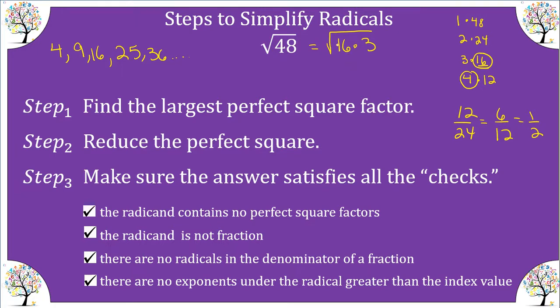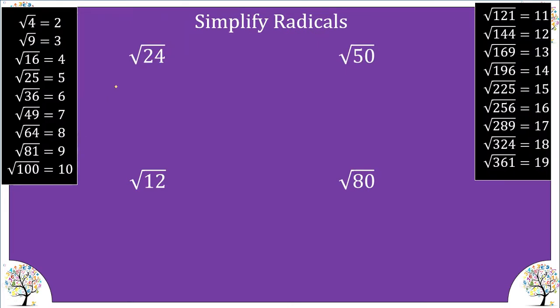So now I'm going to take the square root of 16, which is 4, and then I'm left with radical 3. And 3 cannot break down anymore. So this is your answer for radical 48. Radical 48 is equal, not approximate, but is equal to 4 radical 3. Now let's try a few more.